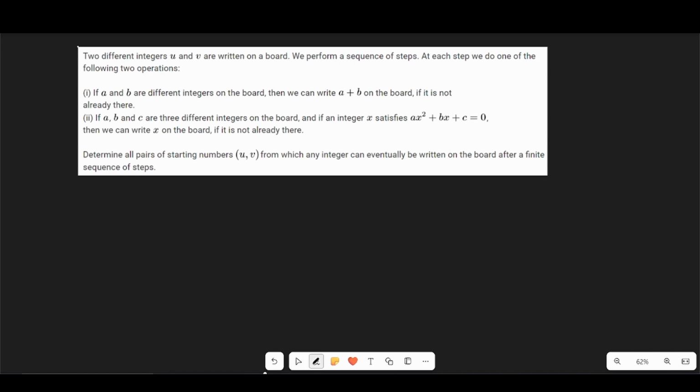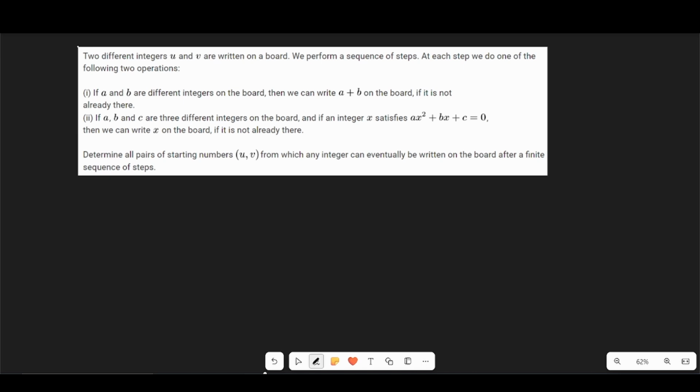The first problem was from the algebra part, and we are given two numbers, u and v, which are written on the board, and we can make two operations. Either we can add these two numbers, so instead of a and b, write a plus b, or if x is a root of the equation ax squared plus bx plus c equals 0, then x can be written on the board. The question was to find every pair of u and v such that from this pair we can generate all integers in a finite number of steps.